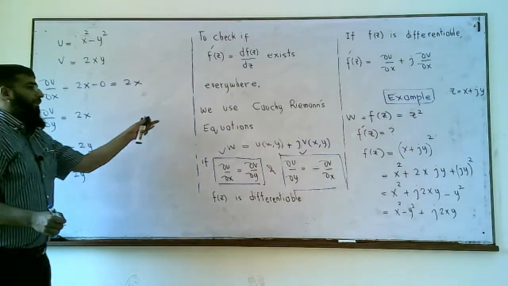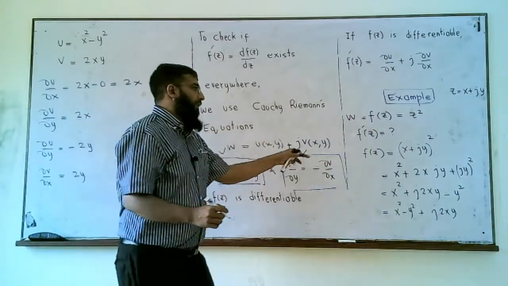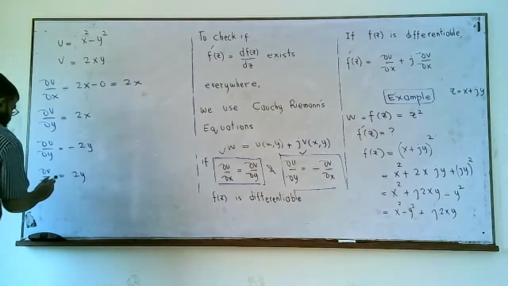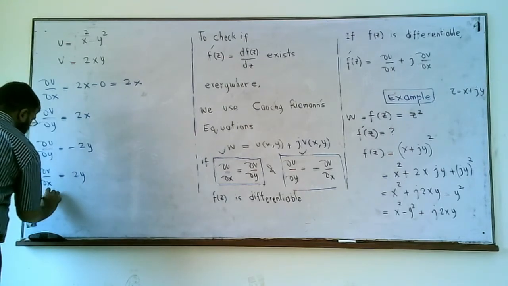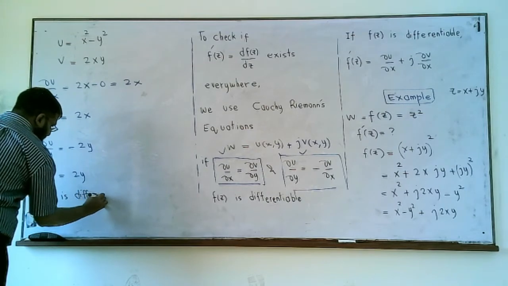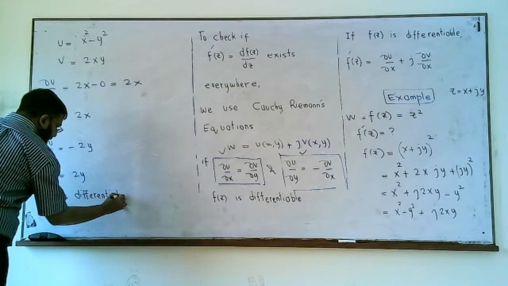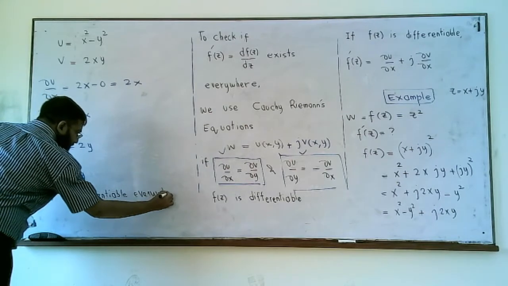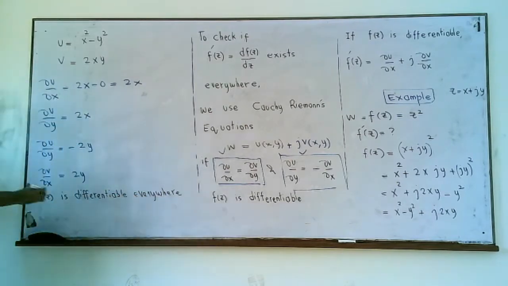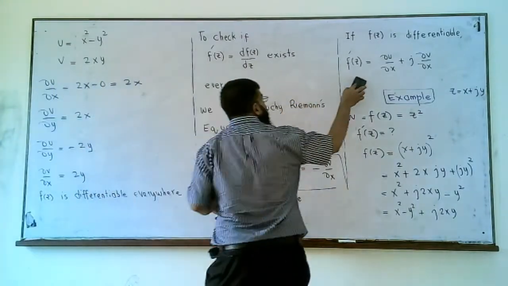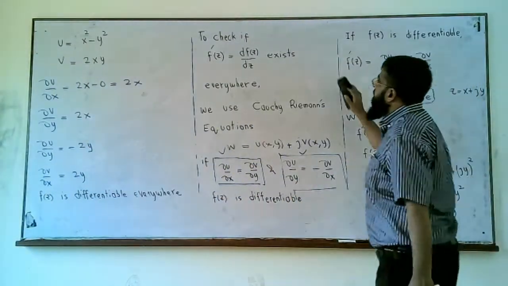So this means Cauchy-Riemann equations are satisfied for this example. This means f of z is differentiable everywhere. How to find its derivative? That's simple, using this formula.